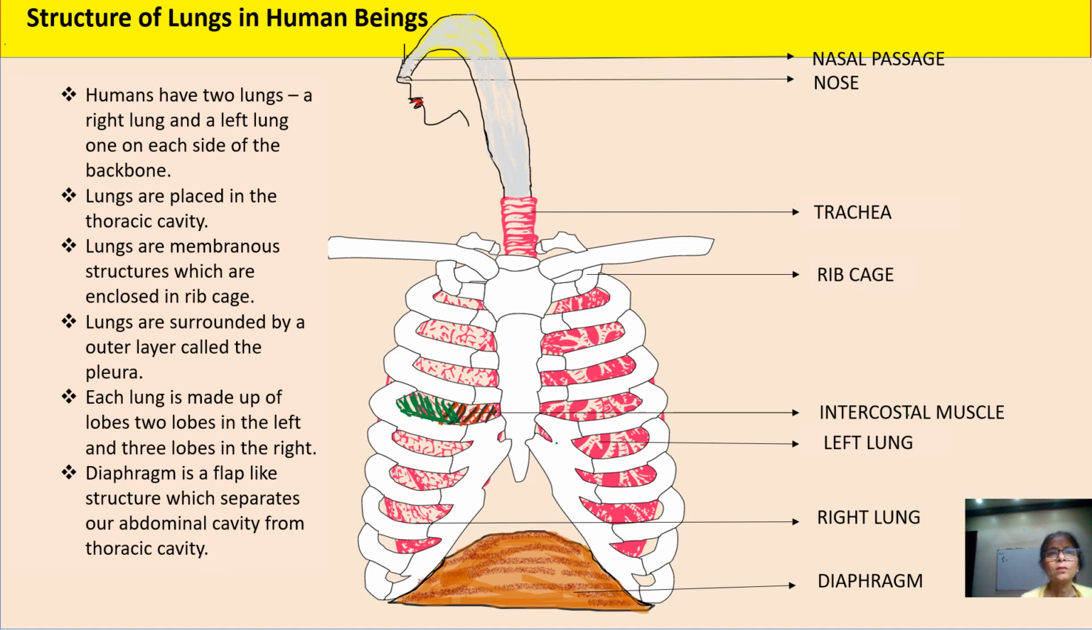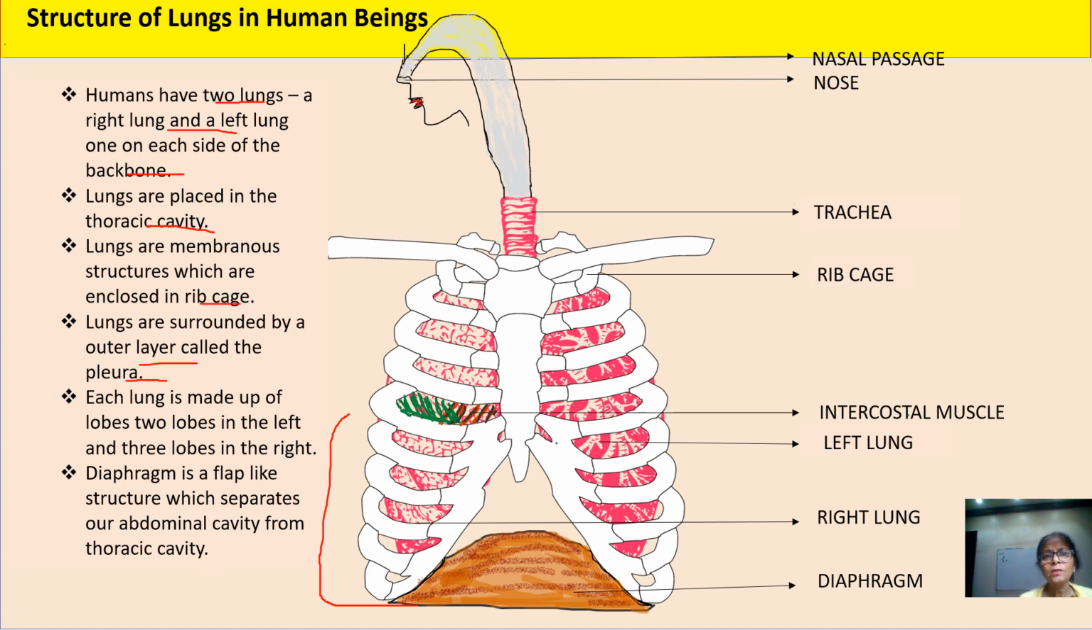Humans have two lungs, the right lung and the left lung, one on each side of the backbone. Lungs are placed in the thoracic cavity. The thoracic cavity is separated by a flap-like structure which is called the diaphragm from the abdominal cavity. Lungs are surrounded by an outer layer called the pleura, and they are enclosed in a rib cage.